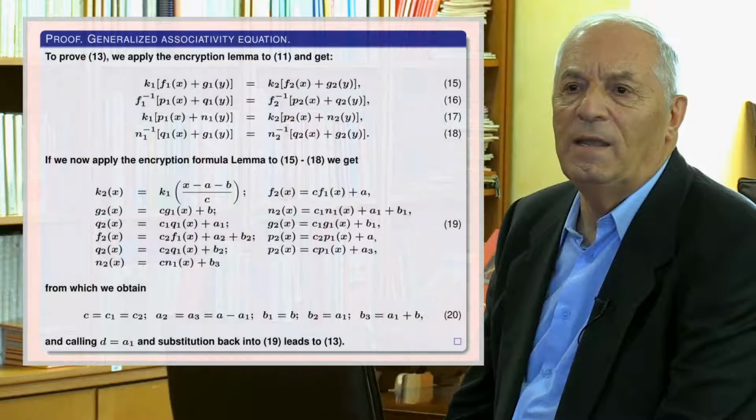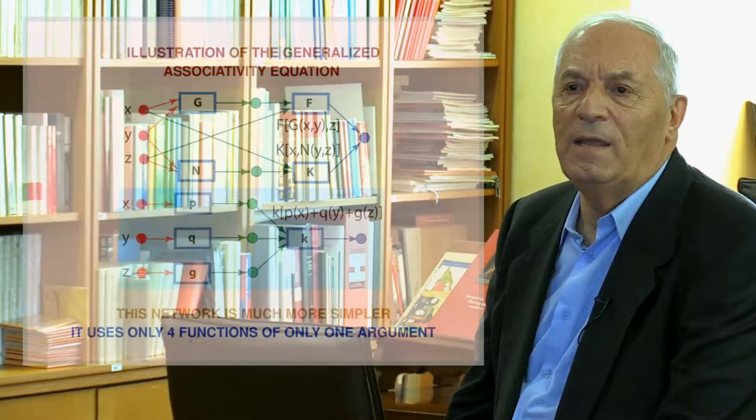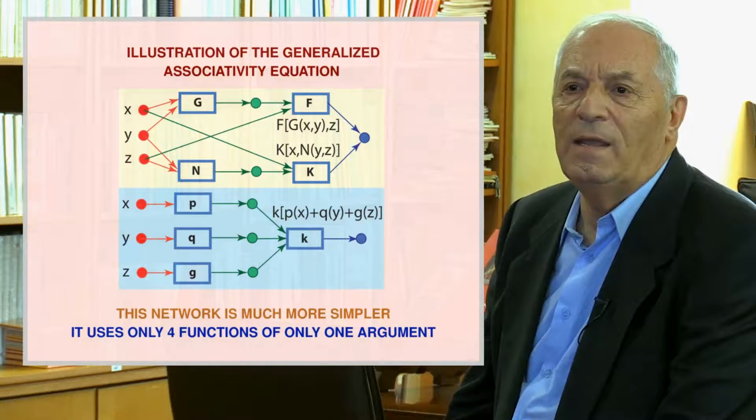The proof of the theorem is given here. It is based on our lemma. A careful analysis of this derivation will allow the reader to check that the general solution of the initial functional equation is in fact the one indicated. Finally, this figure allows us to compare both networks in terms of complexity and functions involved.